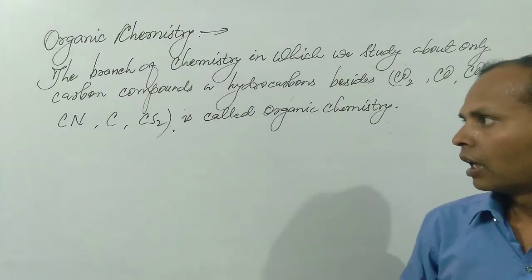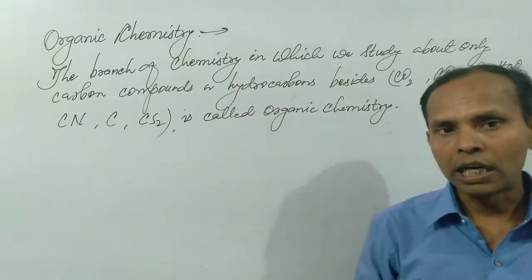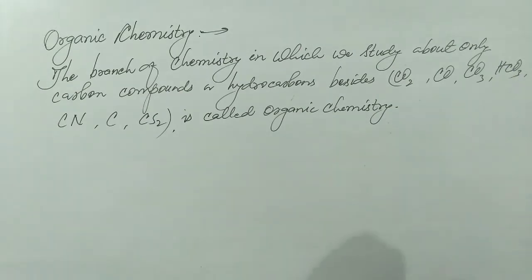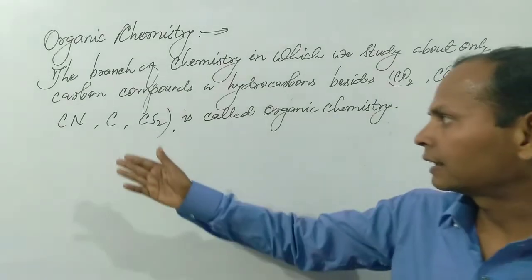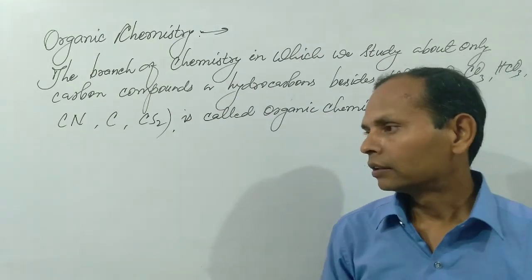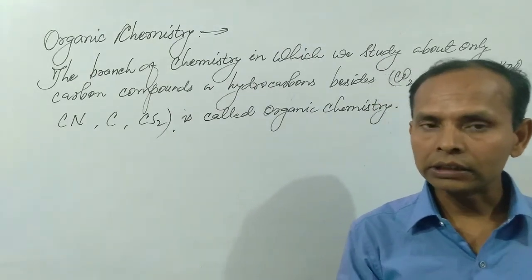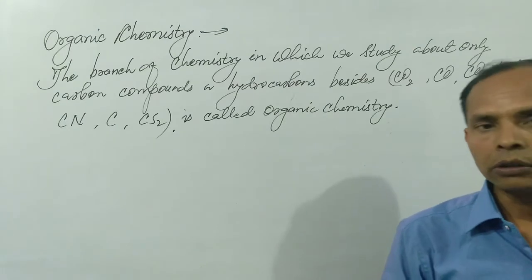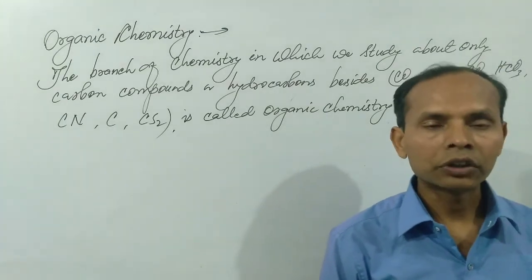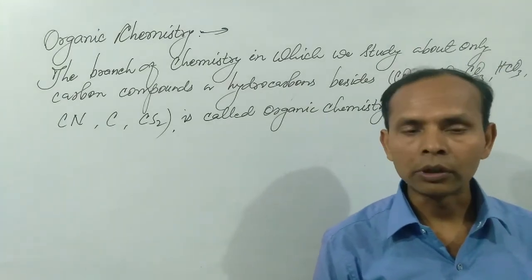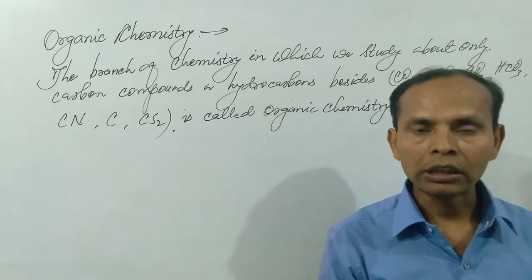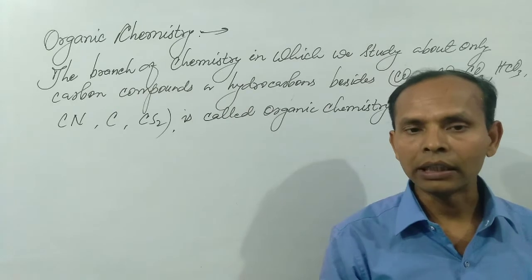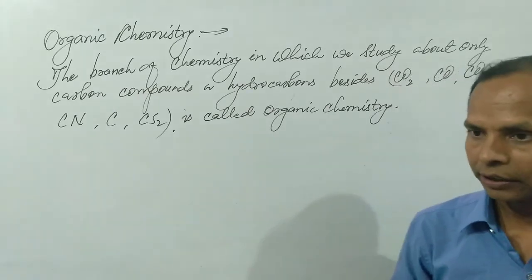Besides this, all those carbon compounds that can be obtained from carbonate radical, bicarbonate radical, cyanide radical and carbide radical, all these compounds are generally considered inorganic compounds, because the properties of such compounds are similar to the properties of inorganic compounds. That is why we have to study such compounds in a detailed manner in inorganic chemistry.